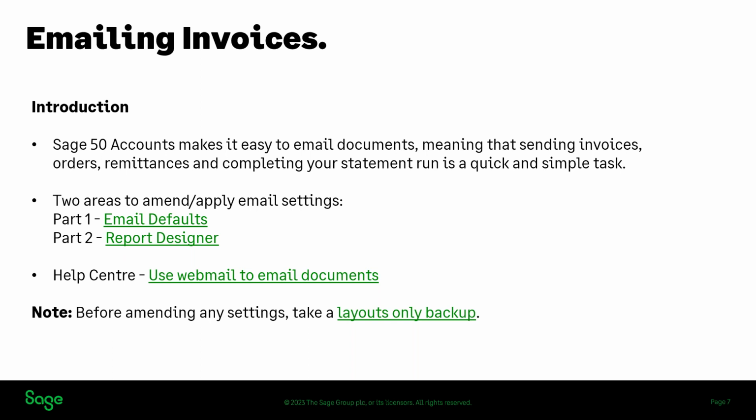Now, there are 2 areas where you can amend or apply email settings. 2 weeks ago, we covered the email defaults in the part 1 session, so there's a recording of that one available if you haven't had a chance to watch it. If you have downloaded the slides for today's session, these links will take you to the relevant Help Center articles. In part 1, we looked at applying basic email defaults to a specific layout. Today, we're looking at similar options, but we're approaching it from the report design side of the software. The report designer is a really powerful tool that's available within your software.